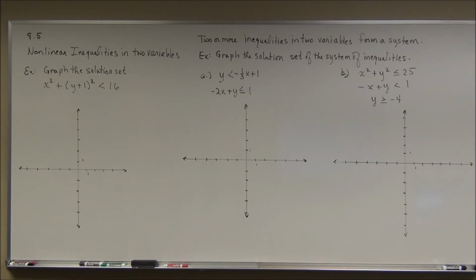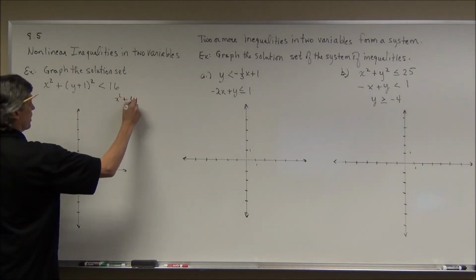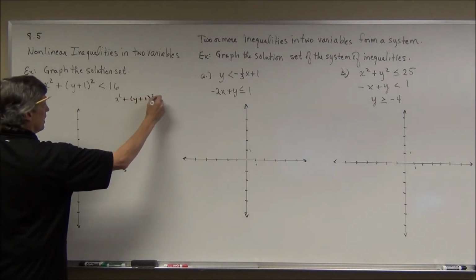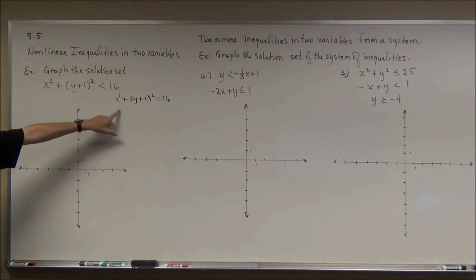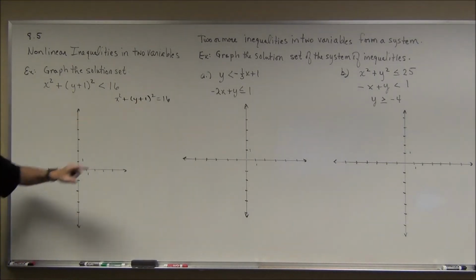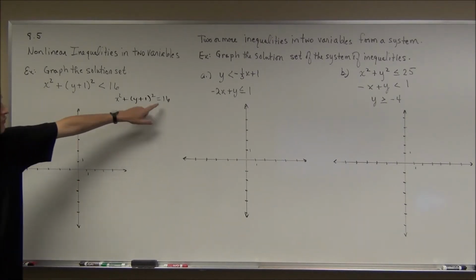So first things first, I'm going to rewrite this as an equation here. We're going to graph the solution set. If I rewrite this as an equation, I get x squared plus the quantity y plus 1 quantity squared is equal to 16. That is a circle. The center is at (0, -1) right here, and my radius is 4.